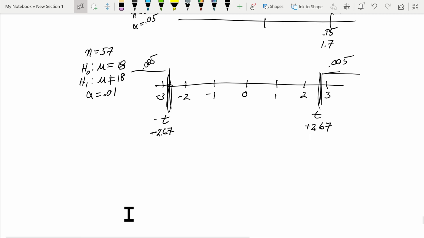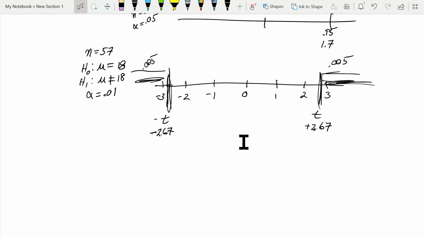If my result falls in this end or in this end, I'm going to reject the null hypothesis. Otherwise, I fail to reject. Those are the critical regions, and that's all I have to do to find them. So for this one, 2.67 up, minus 2.67 down, and I got my setup.